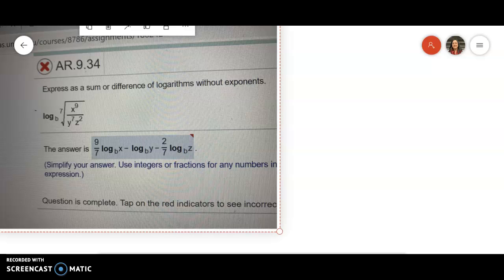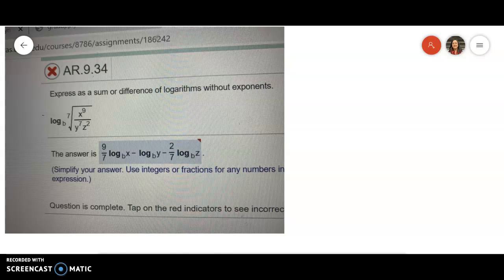All right, hey guys, I had someone send me this question. Looks like a review problem. It may be on one of the homework questions, or it could just be in the study plan. I'm not sure. But it says express a sum or difference of logarithms without exponents.